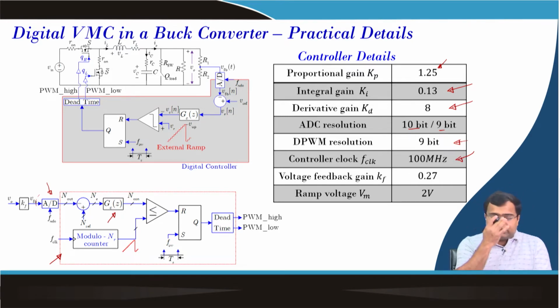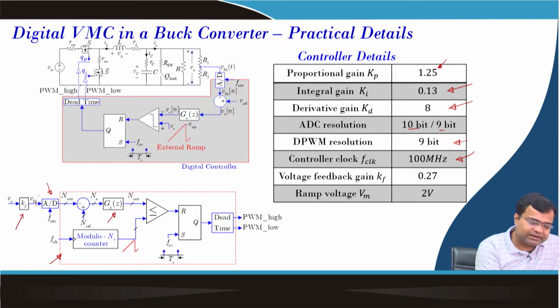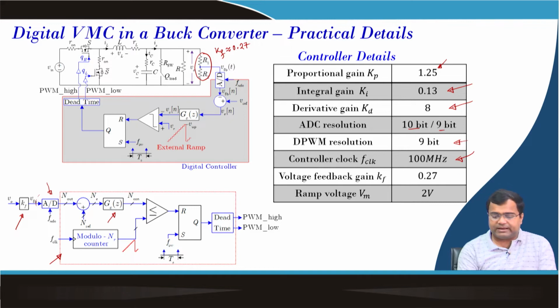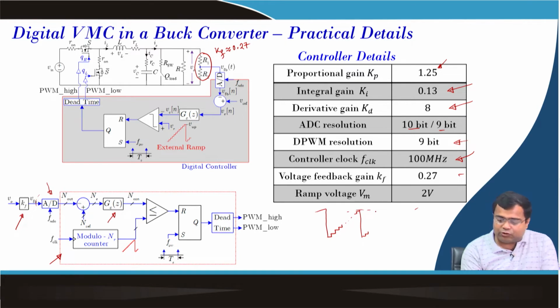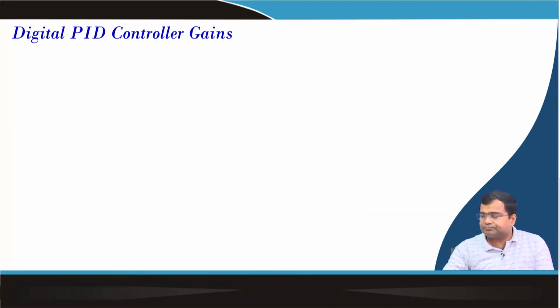Then our voltage feedback gain, because we are stepping down using a resistive divider, is about 0.27. And the ramp voltage that we are considering, because inside the digital controller we are considering a sawtooth waveform, which is a staircase kind of thing, for the corresponding Q format we got the real voltage Vm to be roughly, not exactly, 2 volt. So, this is the ramp voltage.